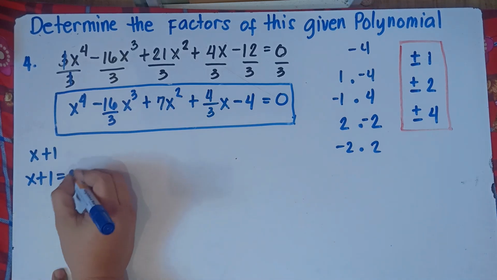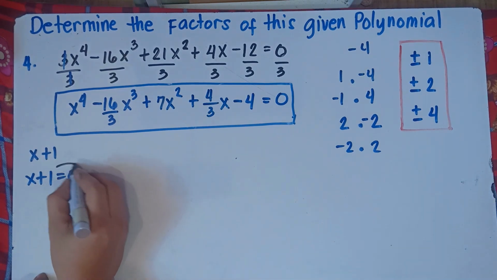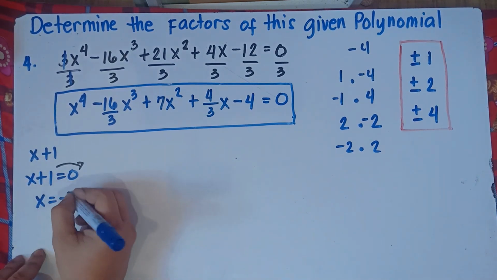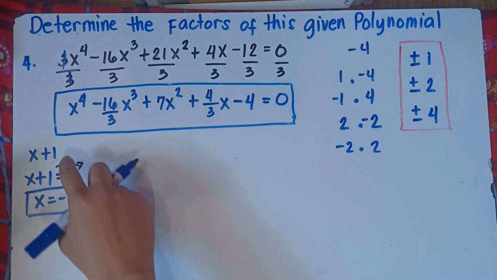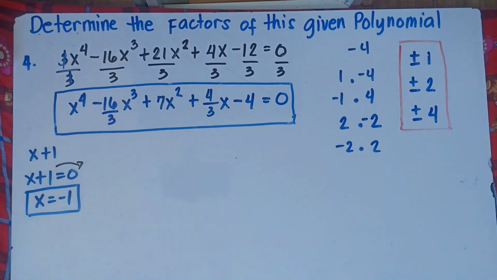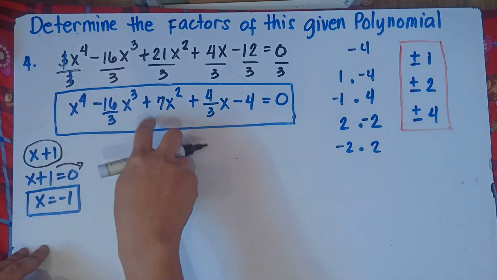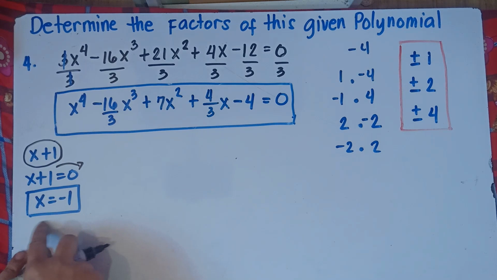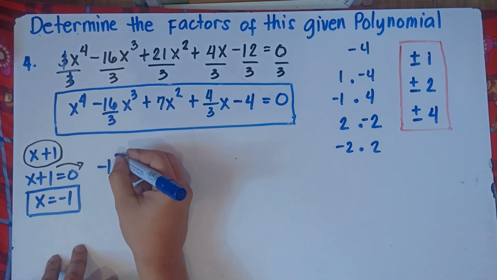So let's check x plus 1, class. So x plus 1 equals 0. Transpose 1 from left to right. So this is positive, it will be negative 1. So let's use negative 1. So we will be using this factor, class, x plus 1. Let's check if x plus 1 is a factor of this given polynomial. So equate x plus 1 into 0, and we will be using x equals negative 1.